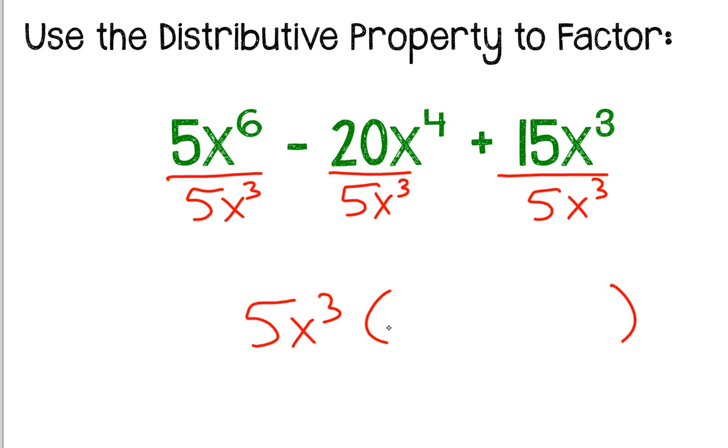5 divided by 5 is 1. X to the 6th divided by x to the 3rd is x cubed. Negative or minus 20 divided by 5 is minus 4, x to the 1st, and the final term will be 3. The x to the 3rd divided by the x to the 3rd reduces to 1 whole, but I don't need to write it since I have a 3 already.